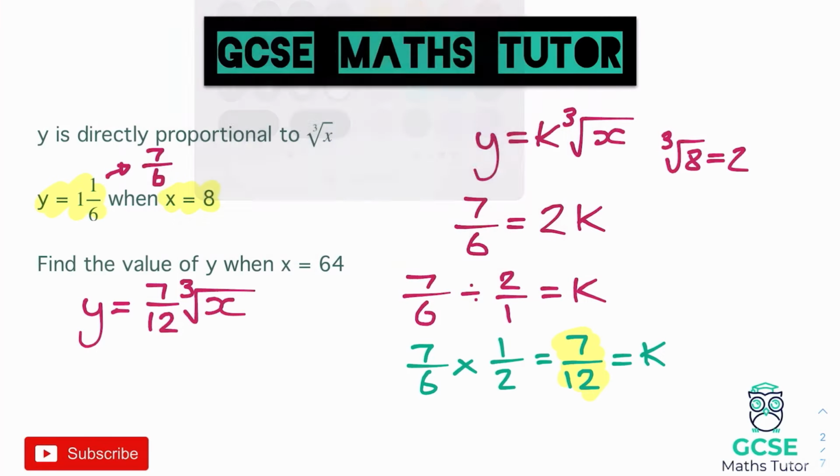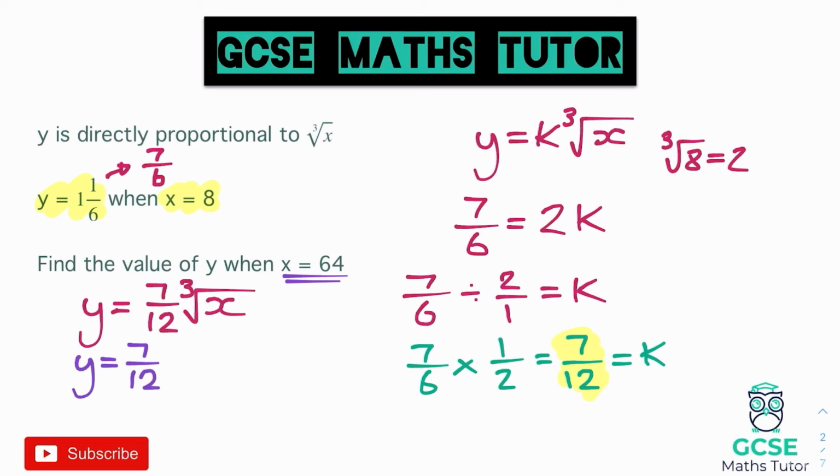Now it says here, find the value of y when x is 64. So this is actually a relatively nice one in the sense that we are not going to have to rearrange this, because when we put that x equals 64 into this formula, it's going to straight away give us our answer. Again, though we don't have a calculator, so we do need to do it without a calculator, but we're going to get our answer straight away. So we get y is equal to 7 over 12 multiplied by the cube root of x.